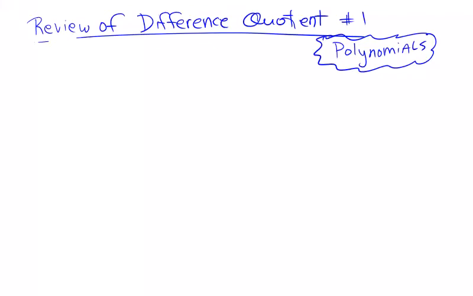Hello. Our second review topic of the week is on the difference quotient. So this is just doing the difference quotient for polynomials. The difference quotient becomes very important when we look at finding the derivative and using the formal definition of derivative, which we will get into early next week.